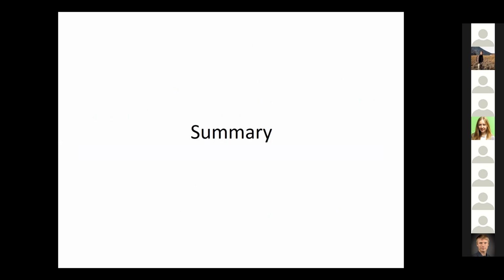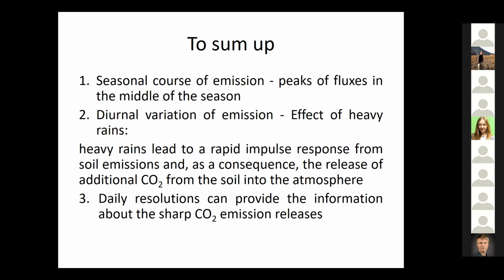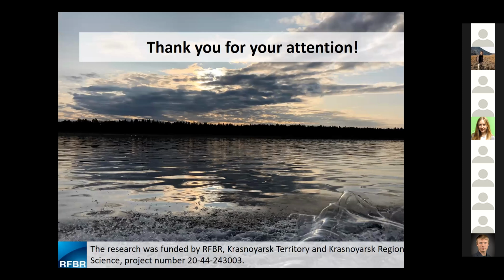And here I'd like to sum up my short talk. So, seasonal course of emission with a peak of fluxes in the middle of the season. During a variation of emission, the effect of heavy rains, which we observed: heavy rain leads to a rapid impulse response of CO2 emission, and as a consequence, the release of additional CO2 from the soil into the atmosphere. And so, of course, daily resolution can provide this information about sharp CO2 emission releases. Thank you for your attention.